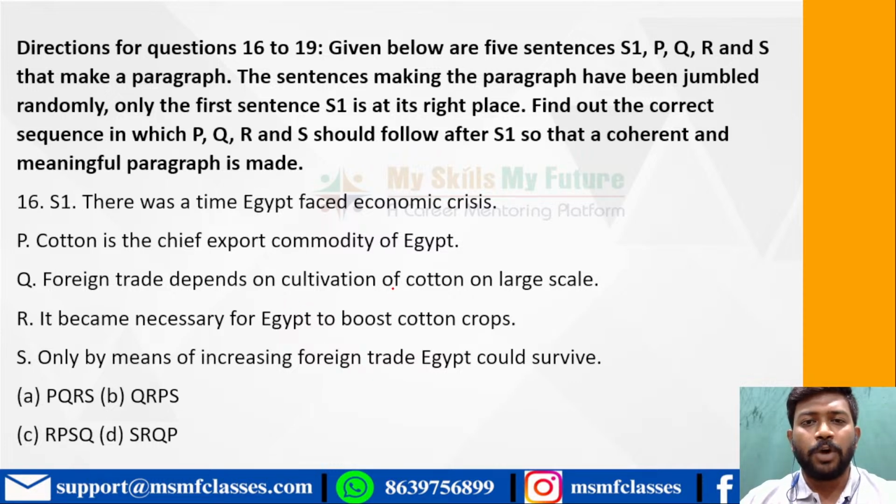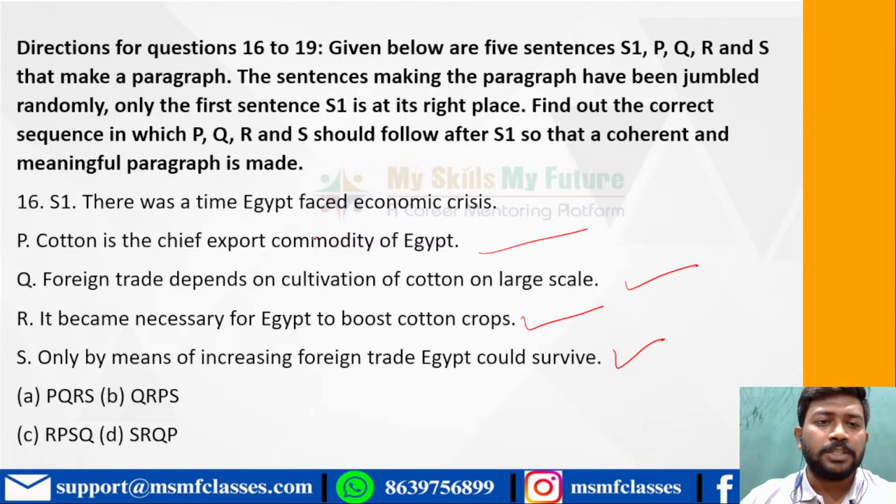So for that, what do they have to do? It has become necessary for Egypt to boost cotton crops. So cotton crops they need to boost. Now what happens here? Foreign trade depends on cultivation of cotton on a large scale. Finally, cotton is the chief export commodity of Egypt. You can go with SRQP. You cannot get any other structure which gives the proper rearrangement rather than SRQP.